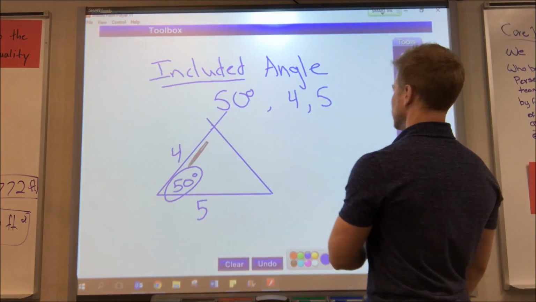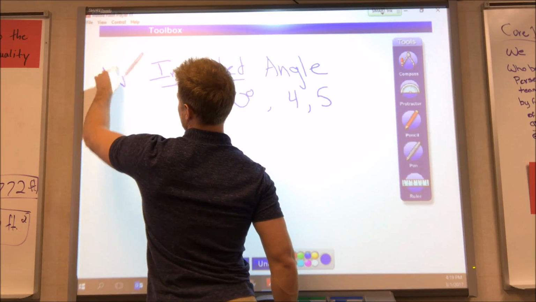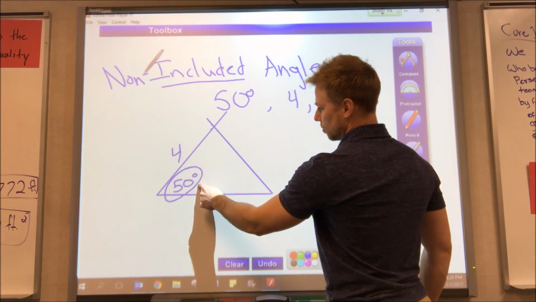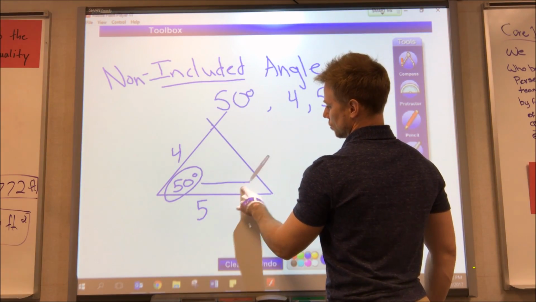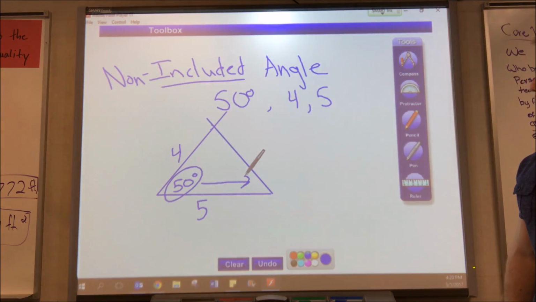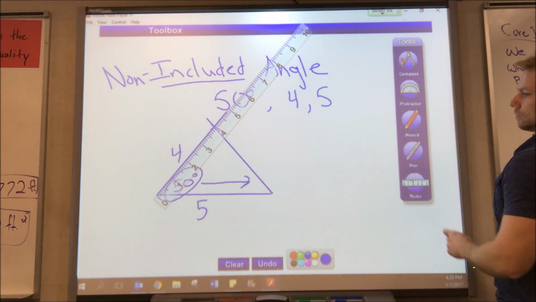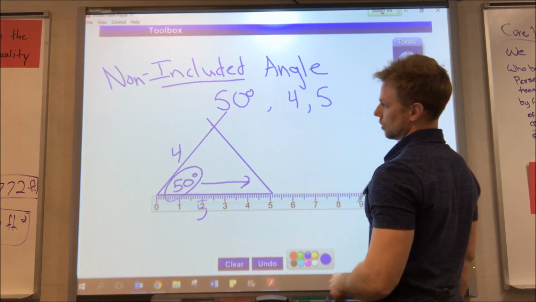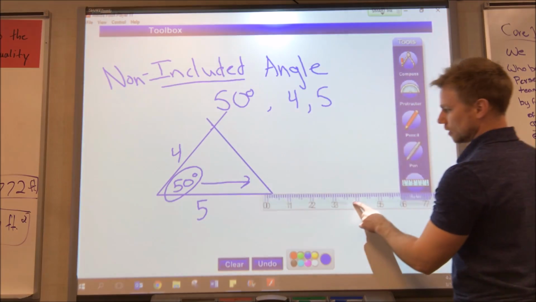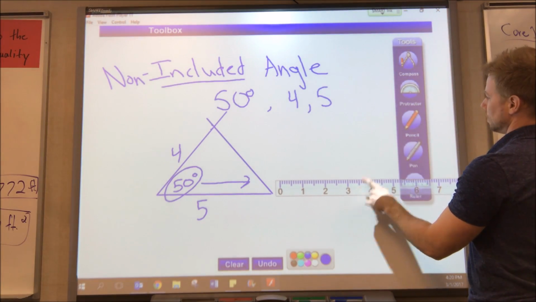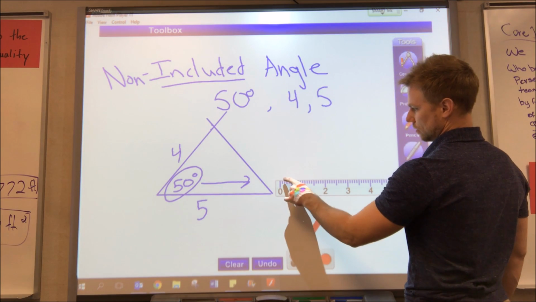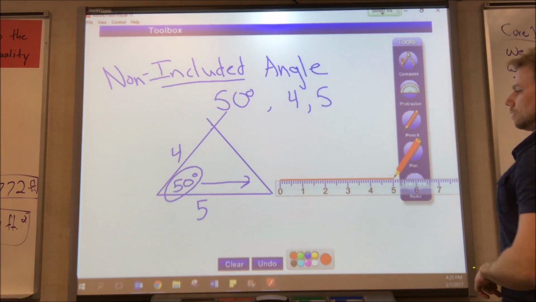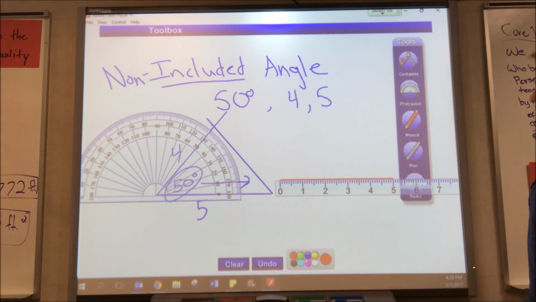And let's change it from included. Let's go non-included now. Okay, not included. So this angle is going to move from between to away from those two sides. Okay? So let's start again with our bottom side. We'll make it a length of 5. And we need a non-included angle of 50.